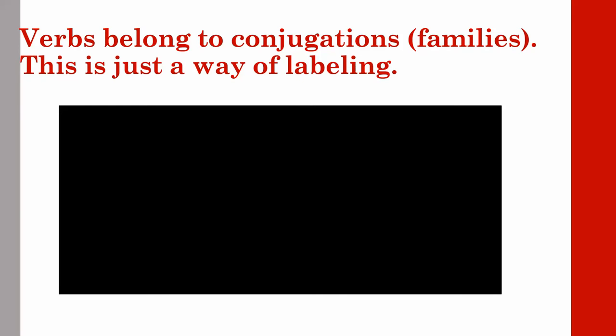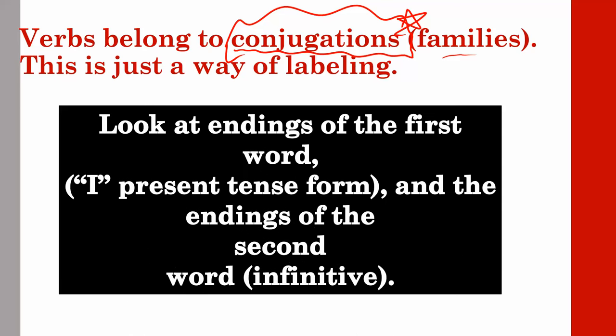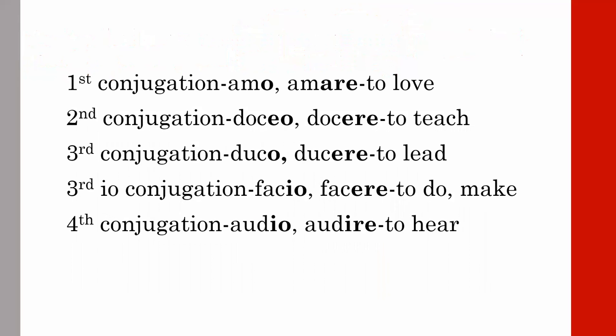Verbs in Latin belong to what are called conjugations. This is an important word. I'm going to refer to it. These are basically just families of verbs, and it's a way of helping us label and group them so that we understand them. What you need to do when looking at the dictionary entry is look at the endings of the first word and the infinitive, and that'll tell you what conjugation a word is. And you're thinking, well, why is it important what family it's in? Well, that's going to come in important later when we look at characteristics of the verbs such as tense.